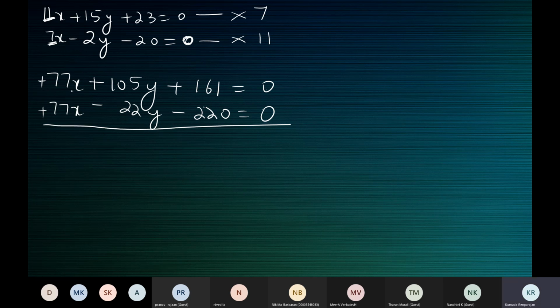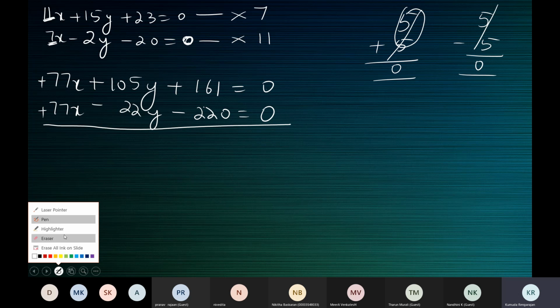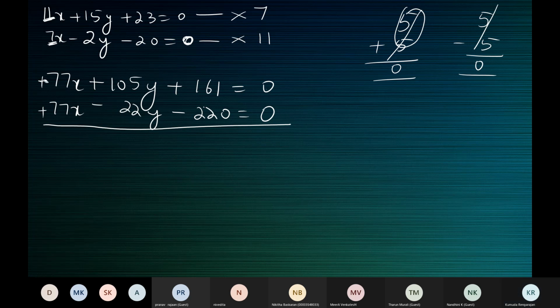How can you cancel? You cannot cancel 77x plus 77x. If it is 5 plus 5, you cannot cancel and say 0. If you have 5 minus 5, then 5 minus 5 is 0. They must have the same numerical value, but opposite signs. Only then you can eliminate, because its value will be 0. But here, both are positive 77x.